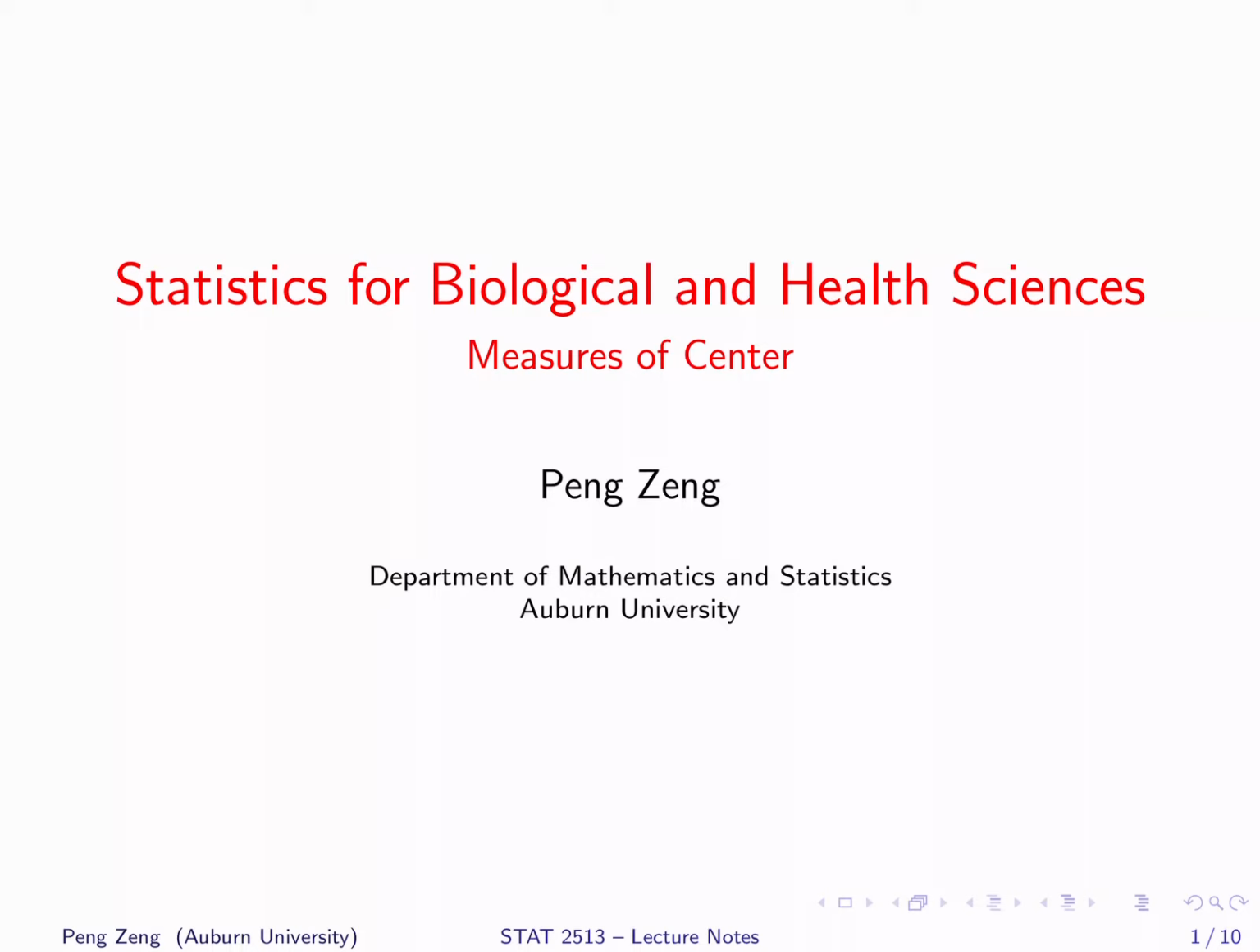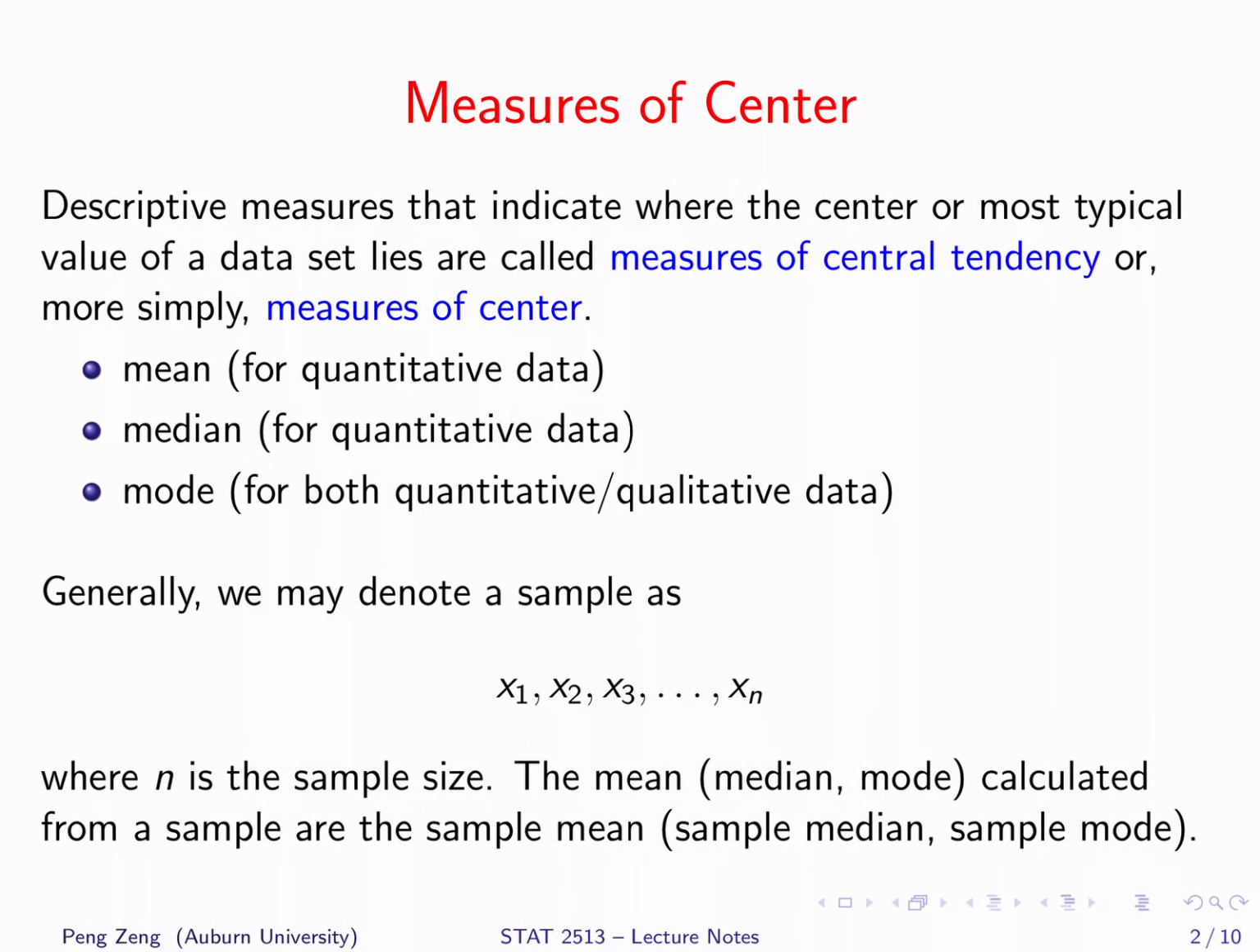Hello, in this lecture, we will discuss measures of center. Descriptive measures that indicate where the central or most typical value of a dataset lies are called measures of central tendency, or simply measures of center. The most common measures of center include mean, median, and mode, where mean and median are applicable for only quantitative data, but mode is applicable for both quantitative and qualitative data.